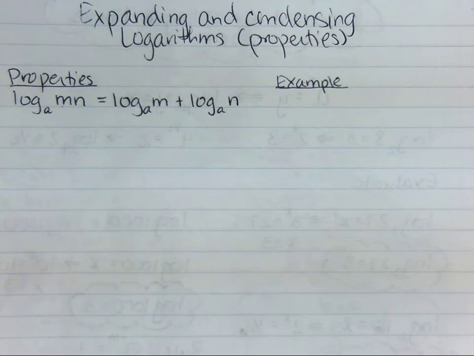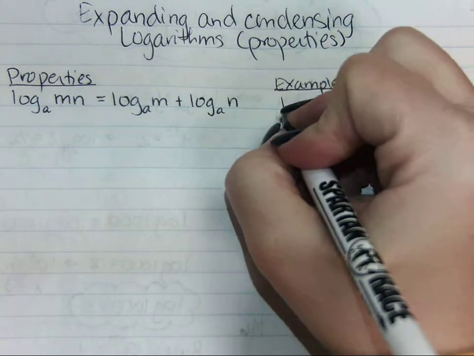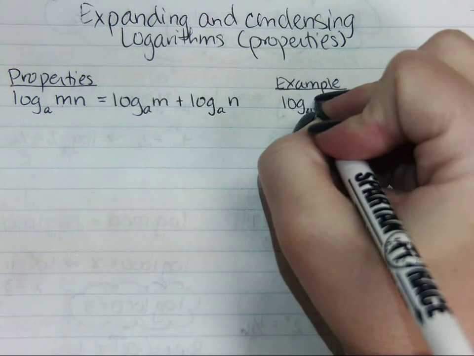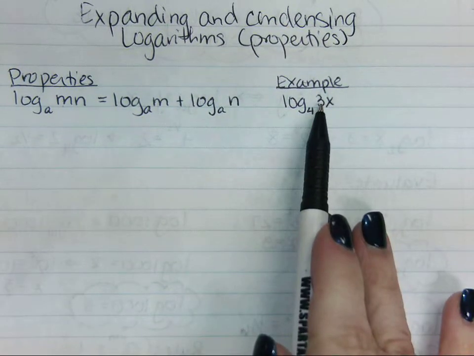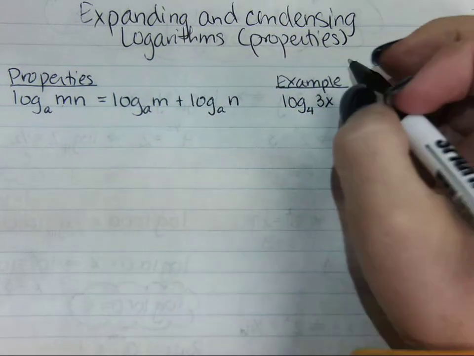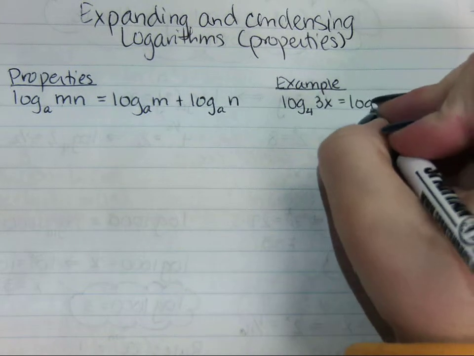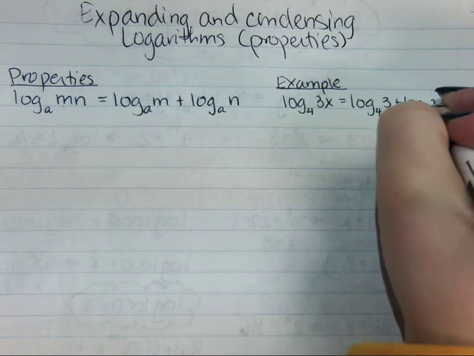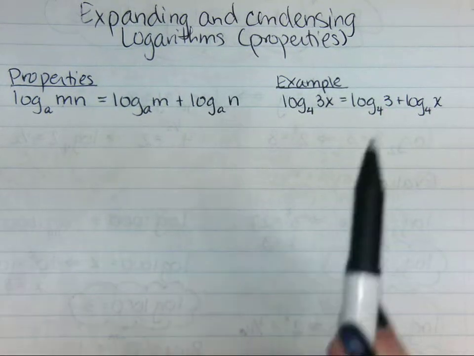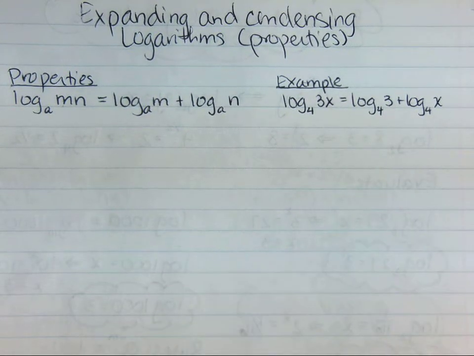So for example, say we have log base 4 of 3x. You can see we have two different factors, a 3 and an x. So I'm going to split this up as log base 4 of 3 plus log base 4 of x. My individual factors are written out with the same logarithm.